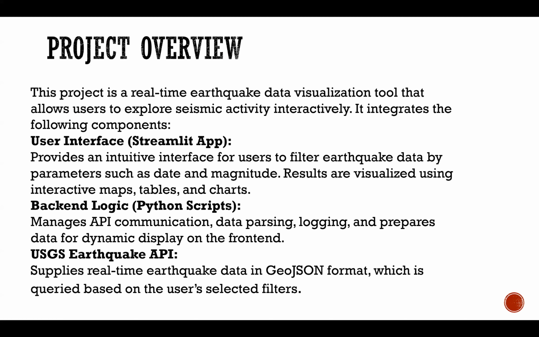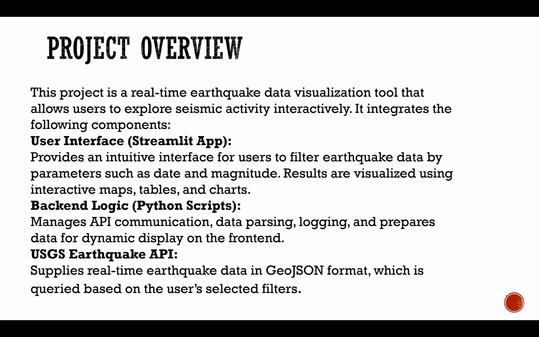The second component is the backend logic. We used Python scripts for it. It manages sophisticated API communications with the USGS earthquake service. It handles complex GeoJSON data parsing and converts information into structured formats. It implements comprehensive logging for user queries and system events. It also prepares processed data for dynamic display on the front end through optimized pandas data frames.